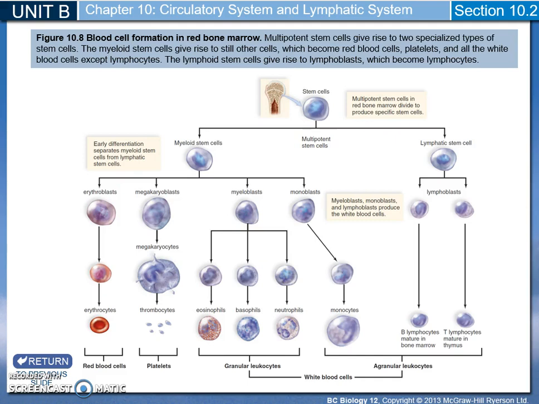So on the left side we have the myeloid stem cells, which can differentiate into erythroblasts, which then become red blood cells or erythrocytes. Then we have the megakaryoblast, which further differentiates into megakaryocytes, which then fragment and form platelets. We also have the myeloblasts, which differentiate into granular leukocytes, and then we have the agranular leukocytes, as in the monocytes and the lymphocytes.